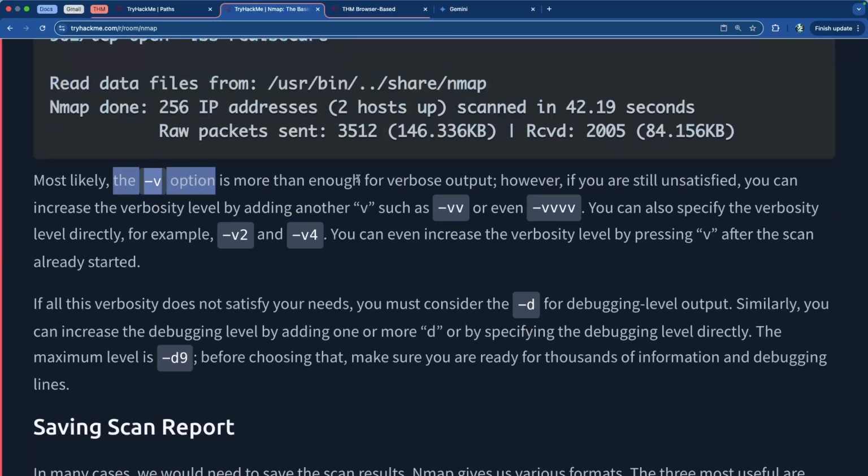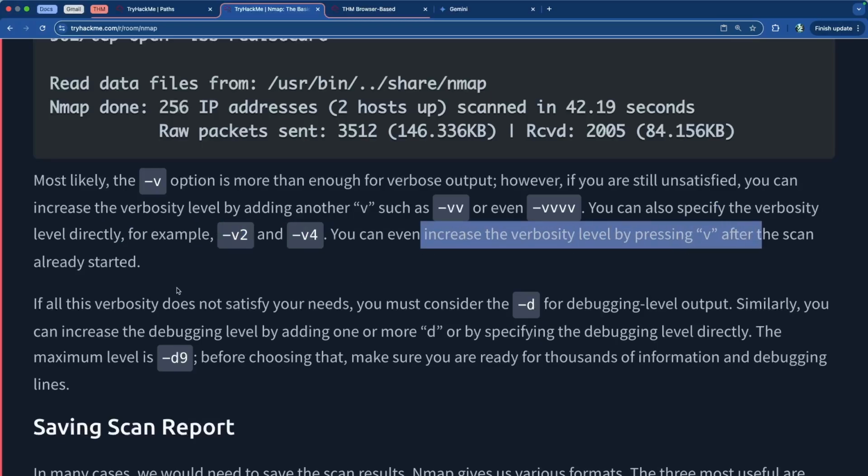So -v is more than enough of a verbose output, but you can also do very verbose, or very, very, very, very verbose, right? Like you could just add as many V's as you want. Not as many, but you can go up to 4 V's. You can specify the verbosity level directly, for example, -v2 or -v4. You can even increase the verbosity level by pressing v after the scan has already started. I didn't know that. That's actually very useful to know. Sometimes I just cancel the scan and restart it and put -v. I had no idea that you can actually just press v after the scan's already started.